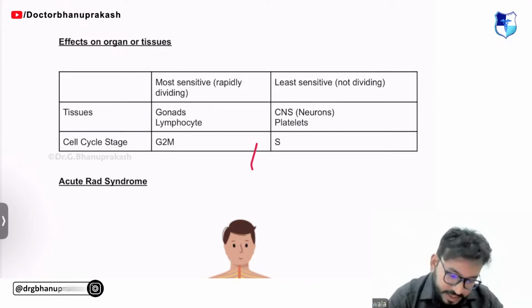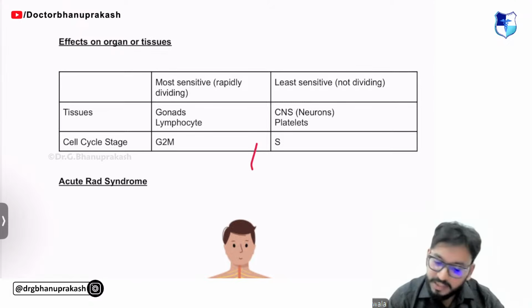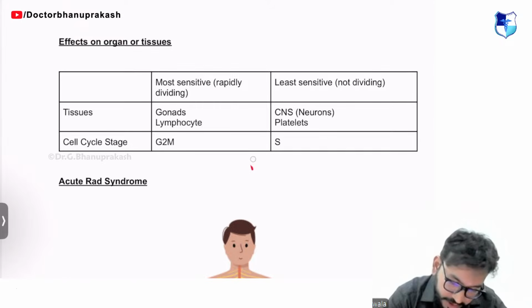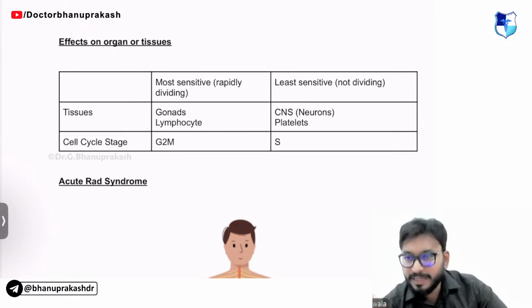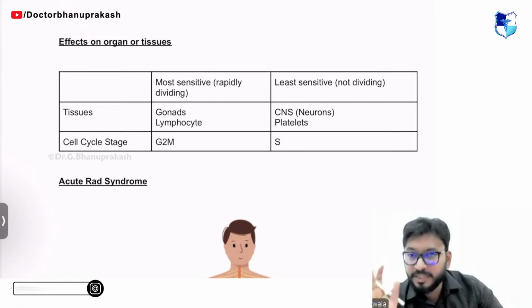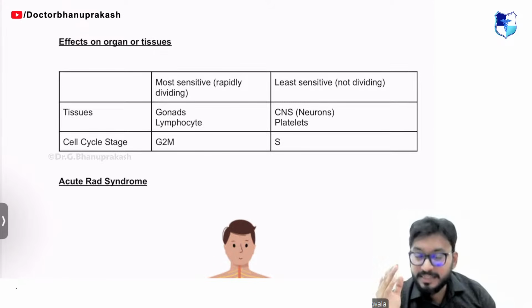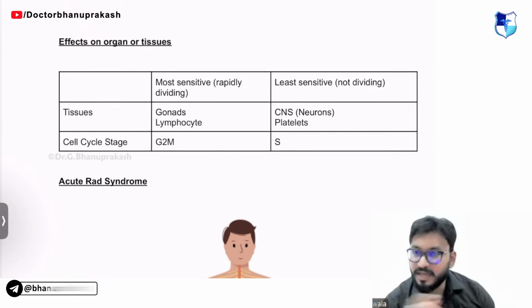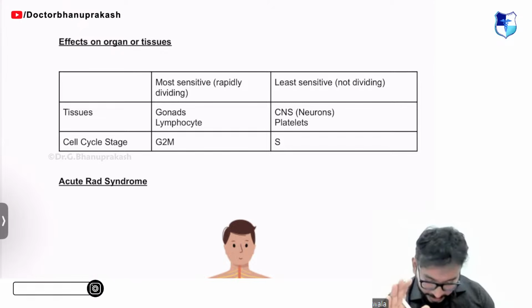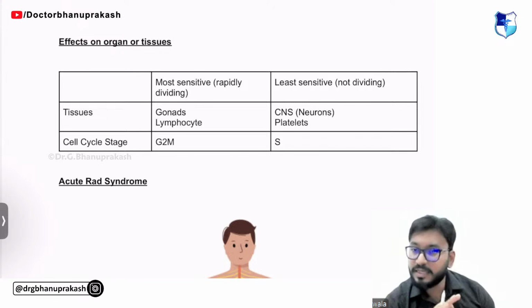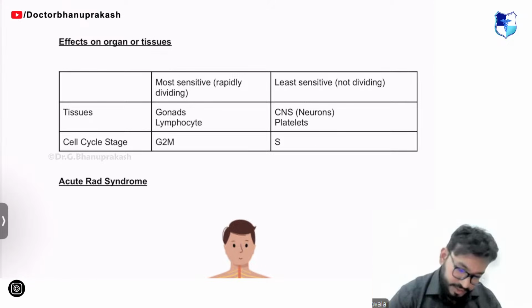Again, cell cycle stage, the concept is the same, guys. G2M is the stage where maximum division or replication takes place. Therefore, G2M is the most sensitive one. S stands for synthesis, a stationary phase. There is no division, there is no replication. So the stationary phase is least sensitive to radiation.